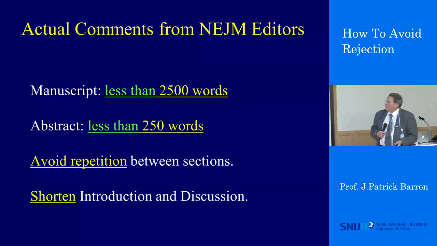For the New England Journal, they say less than 2,500 words in the manuscript, abstract less than 250 words, avoid repetition, and keep the introduction and discussion as short as possible. Very often your manuscript may be less than 2,500 words when you submit it, but with the comments that you get, you have to add, and it gets beyond 2,500 words. That's okay, because you're doing that in response to the needs of the journal. If you start off with 2,700 words, no good. So the initial submission must be in agreement with the instructions to authors.